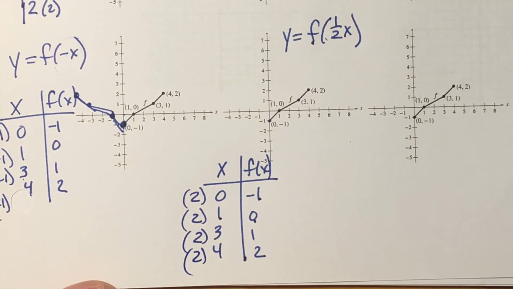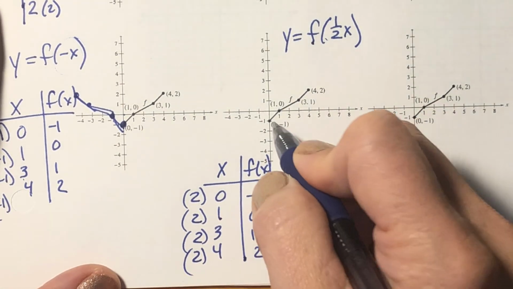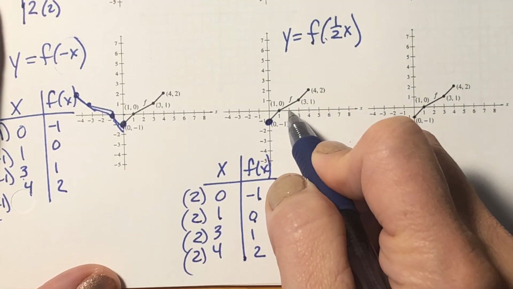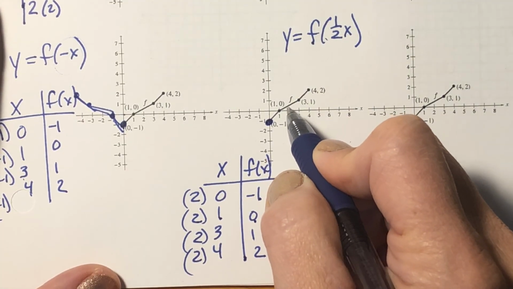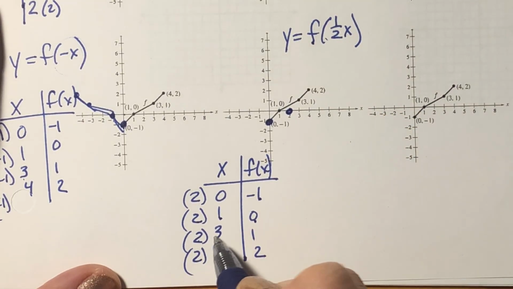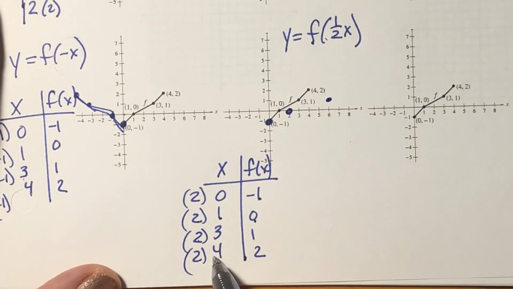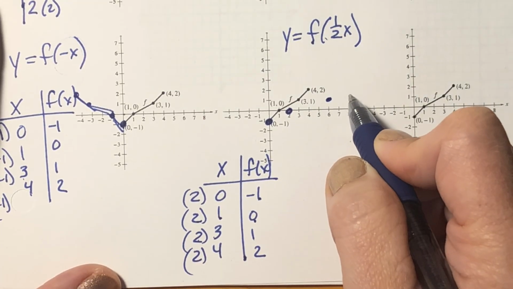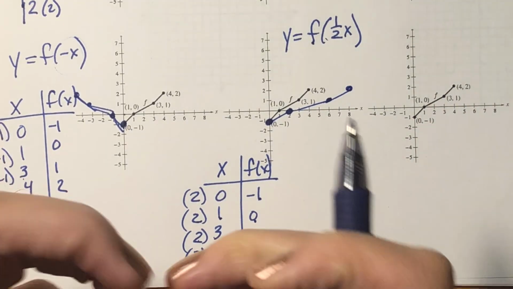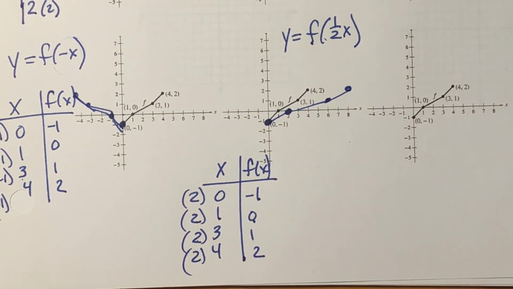Look at that, okay? So 0 times 2 is 0, -1, so that's going to stay right there. 2 times 1 is 2, so I'm going to move over 2 and up 0. 2 times 3 is 6, so I move over 6 and up 1. And 2 times 4 is 8 and up 2, so that's going to be right there. Okay. So what that really did is stretch my graph horizontally. Okay?